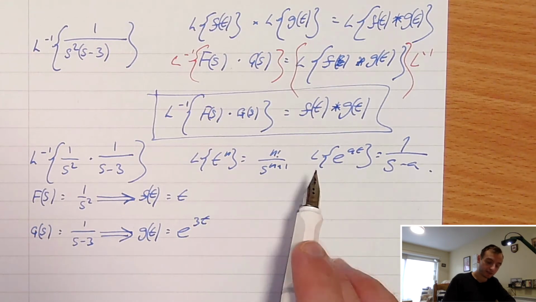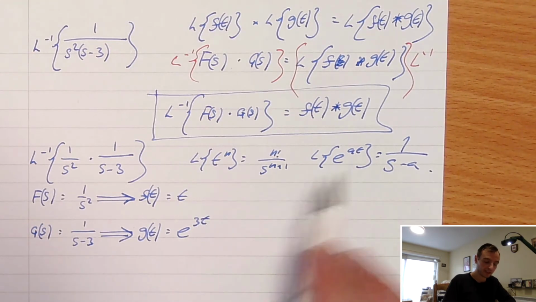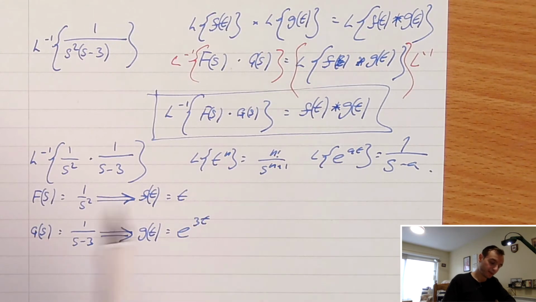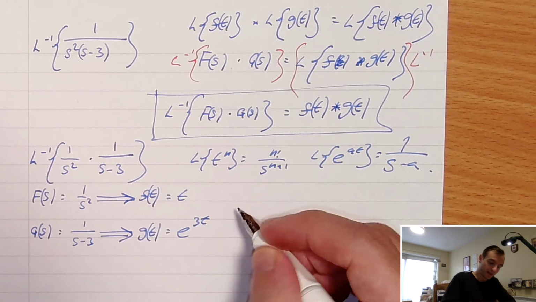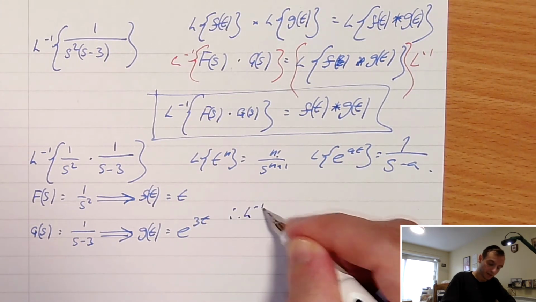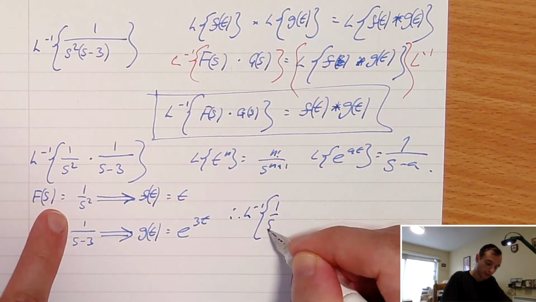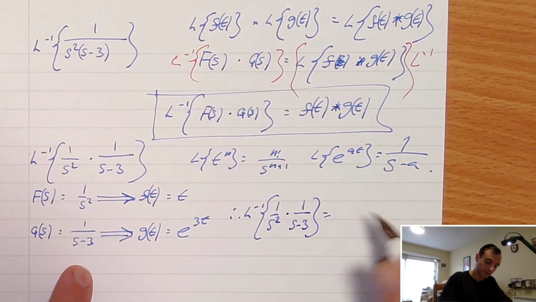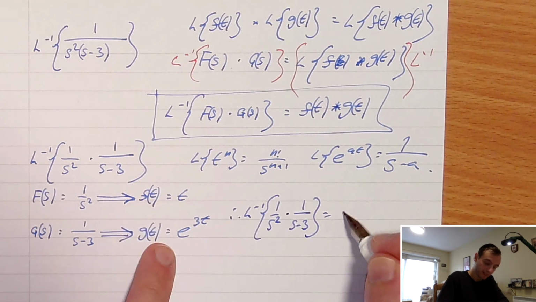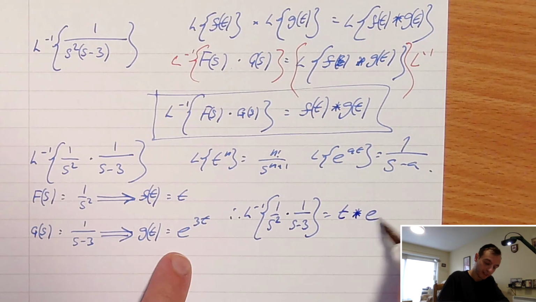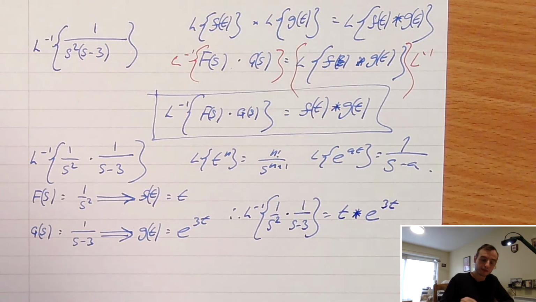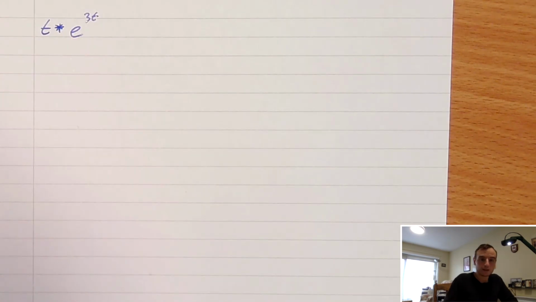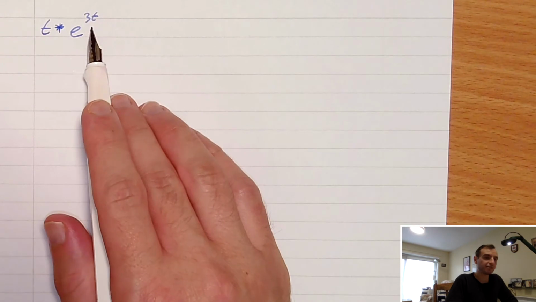So again, that's why it's really important to be very good at this normal forward Laplace transform, so you can recognize what the reverse ones are. So we have f of t is t, and g of t is e to the 3t. So therefore we can say that the inverse Laplace transform of 1 on s squared dot 1 on s minus 3 is going to be equal to t convolved with e to the 3t. So all we need to do is find the convolution of t and e to the 3t, and we should have the answer. So now we need to know what t convolved with e to the 3t is.